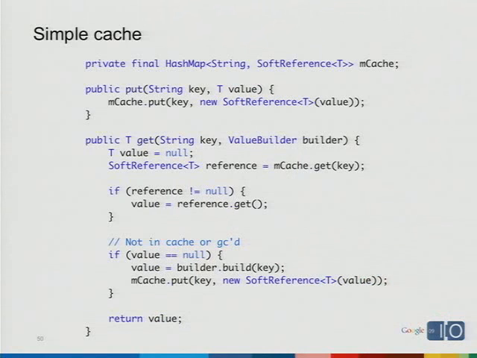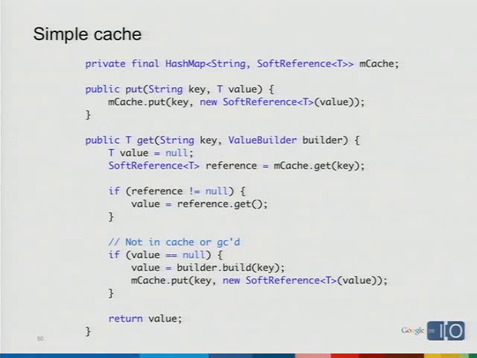So here is, for instance, how you would write a simple memory cache using soft references. So you can put objects in the cache. Each object is identified by a key. And so we have a hash map of strings to soft references. So in the put method, when we put something in the hash map, we just wrap the value that we're given with a soft reference.